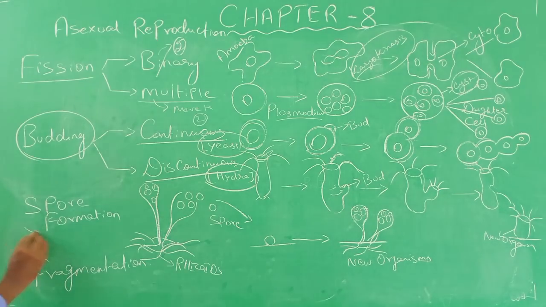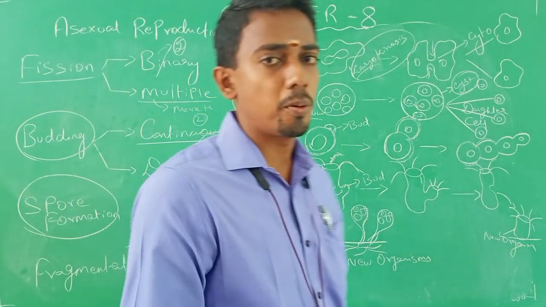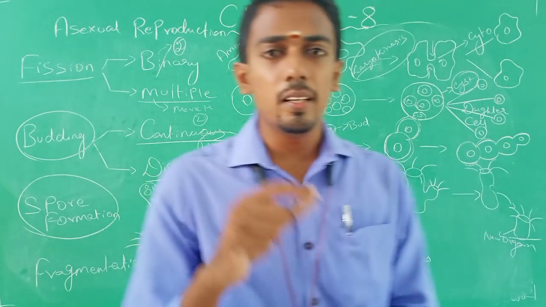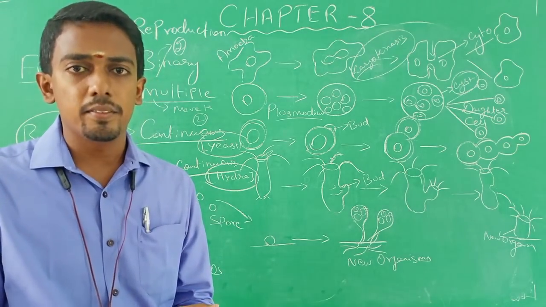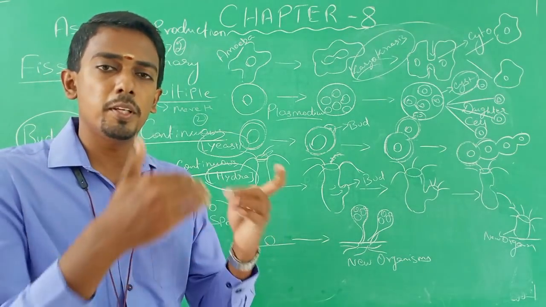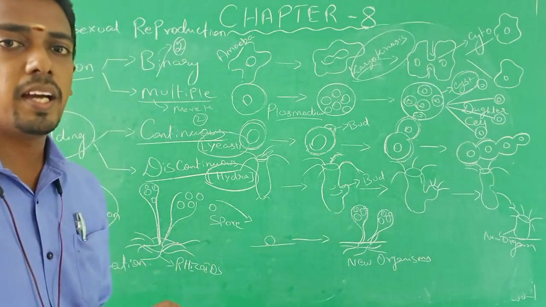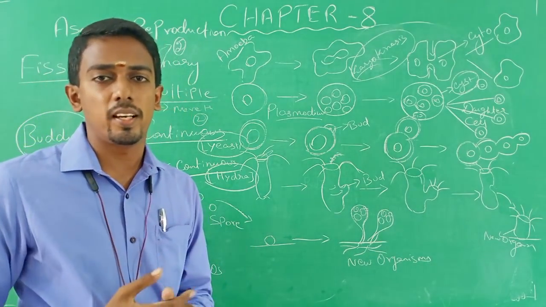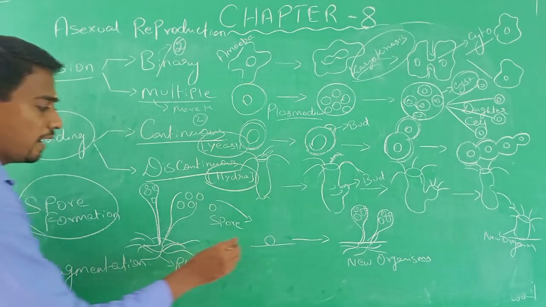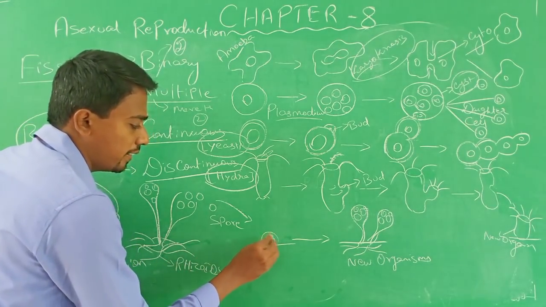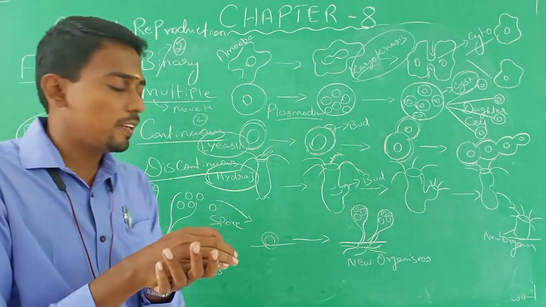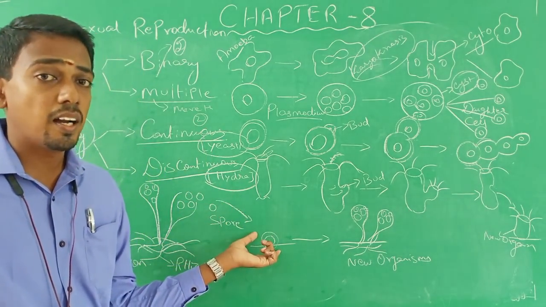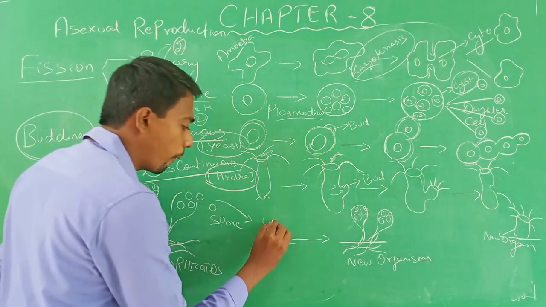The next one is spore formation. First, we should know what a spore is. A spore is like a micro seed. It is not a seed, but it does the function of a seed. It is found in primitive organisms. Yes, even some bacteria may produce endospores at times. Spores have a protective wall and the cell content is kept inside so safely that it can sustain during unfavorable conditions.